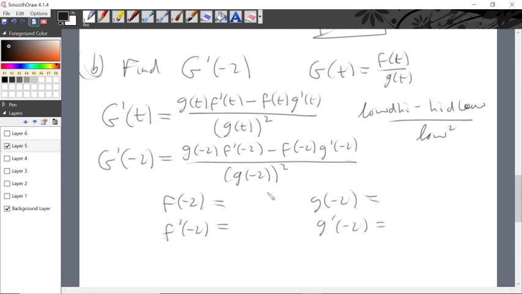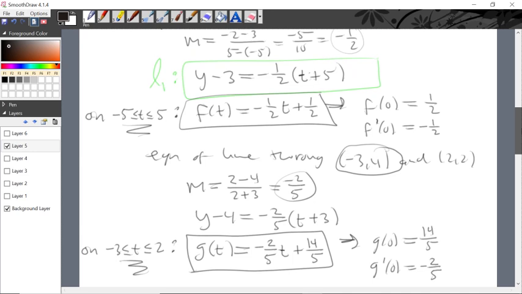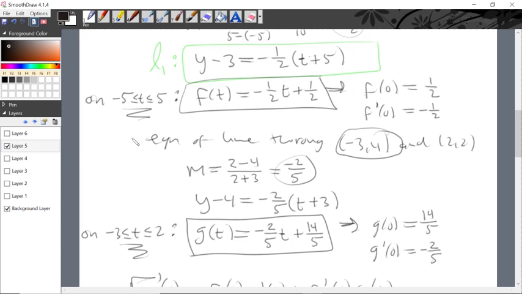But fortunately, for the value that I've chosen, t is negative 2, which is contained within the same subsets of the domain. So we can still use these pieces. If t is negative 2, we are between negative 5 and 5, so f of negative 2 would be evaluated by this function right here. And again, t is negative 2, that's confined within this domain, so we can use this rule right here for g.